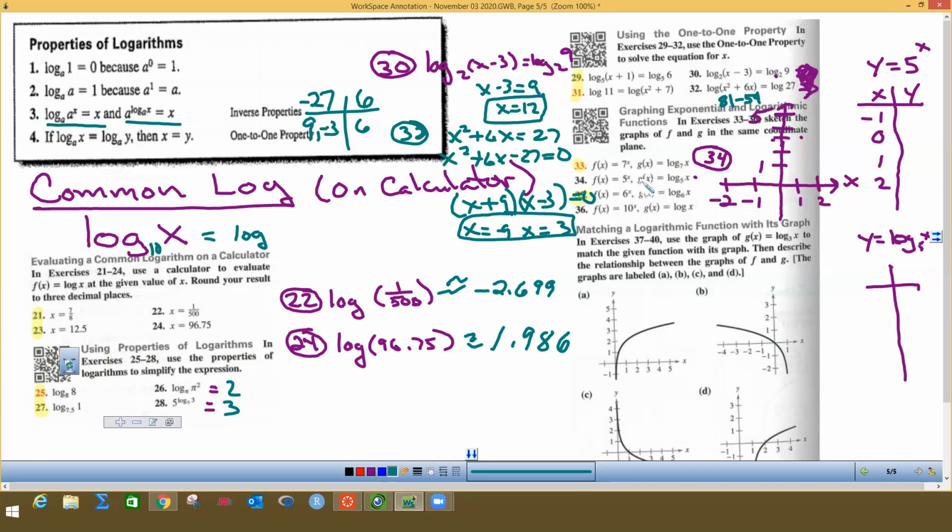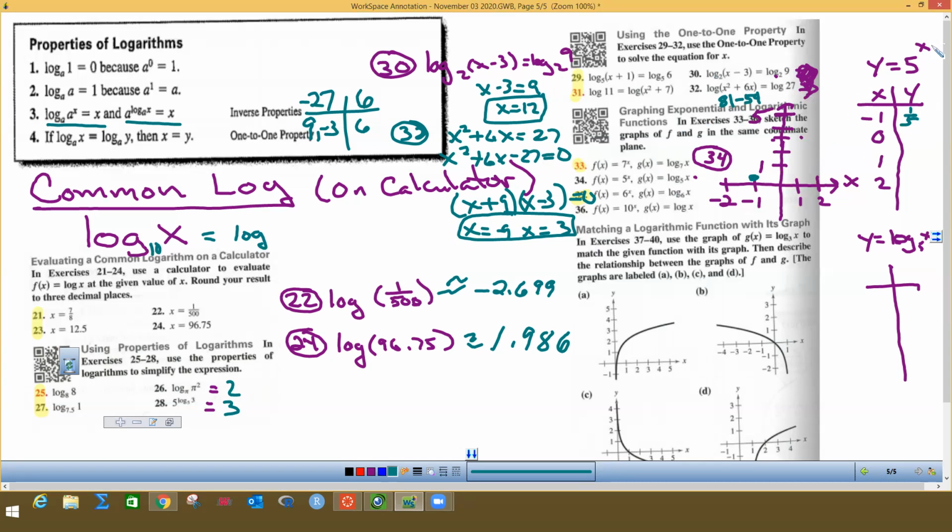Okay, coming over here to number 34, I'm only going to do this 34, and I'm going to do it like I did the one before. I'm going to make a t-chart. So y equals 5 to the x, which means this is going to be 1 over 5, because you take a negative down to the bottom. So at negative 1, you're at 1/5, just above x.